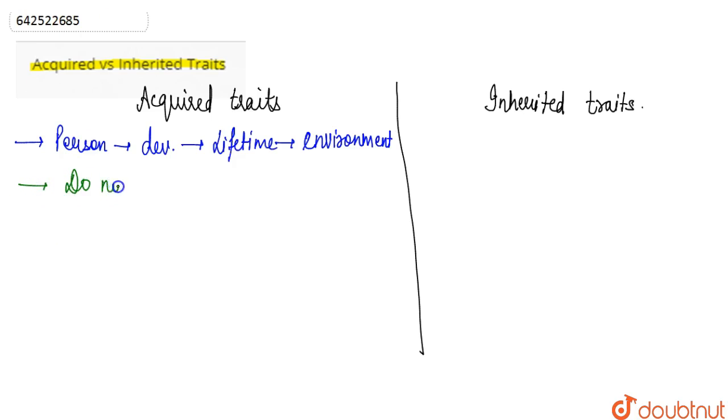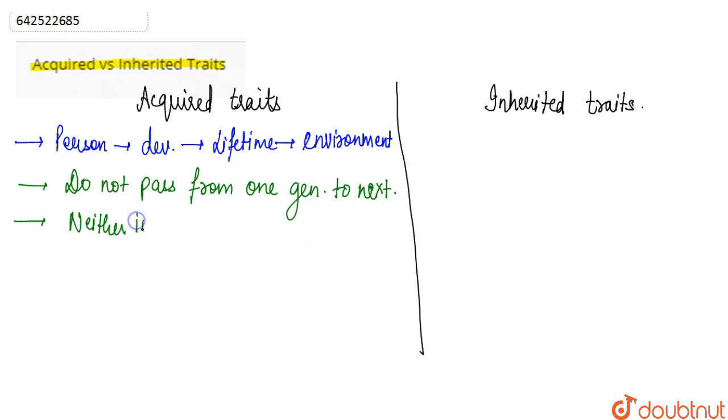They do not pass from one generation to the next. And they neither involve the flow of genetic material from one generation to another. That is, these are not inherited; they do not pass on from one generation to the next.